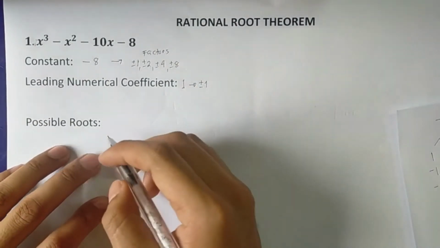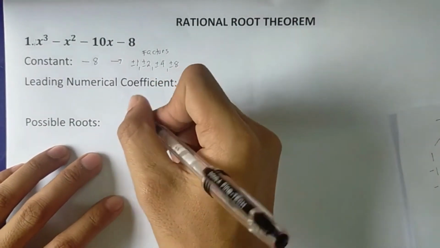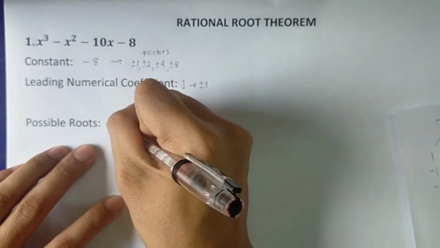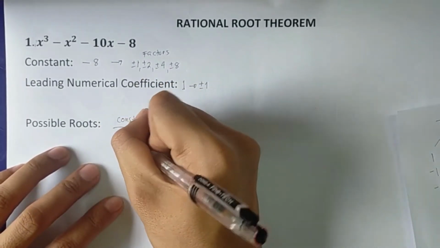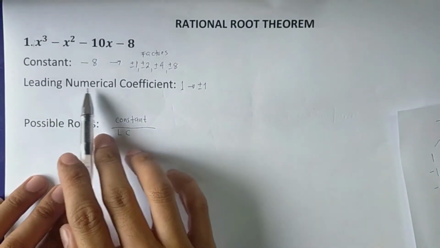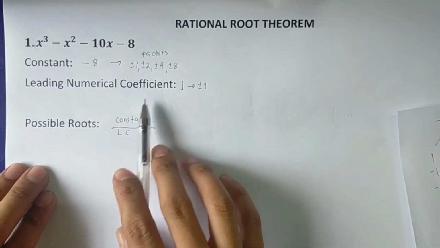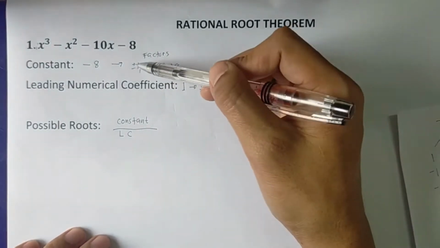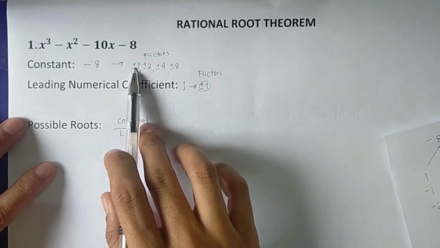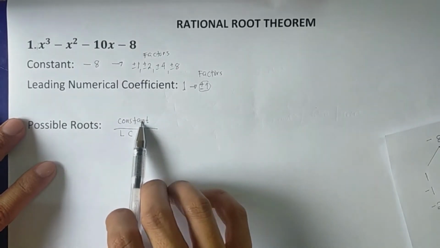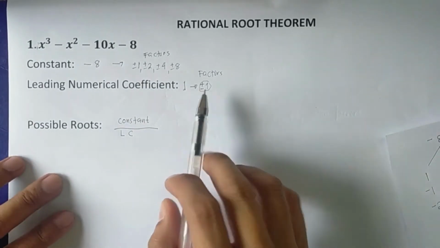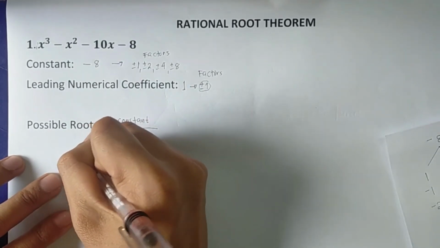How do we get the possible roots? So this is just the constant over the leading coefficient, the leading numerical coefficient. We will just divide each of the factors. Positive, negative 1, which is the constant, divided by positive, negative 1. What is 1 divided by 1? That is 1. Positive, negative 1.